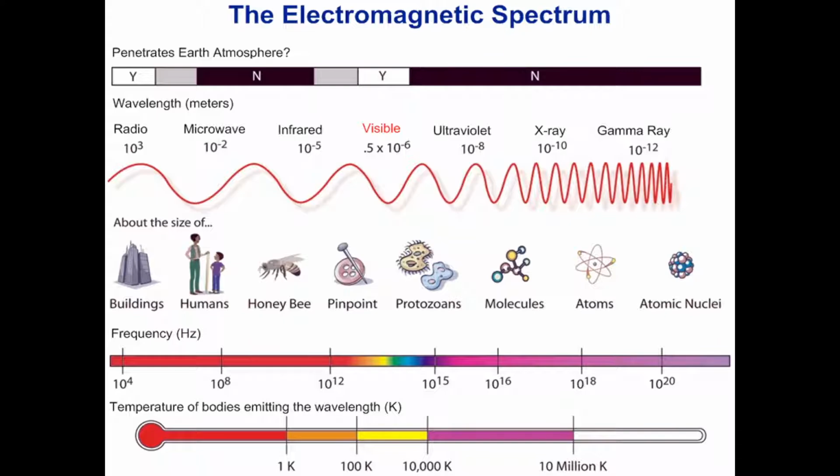Gamma rays are so short that their wavelength is on the size of atomic nuclei. So the distance between one crest and another crest is about the width of a nucleus. So very tiny. Visible light is about the same size as cells. I'll try printing this out and giving y'all a copy of this.